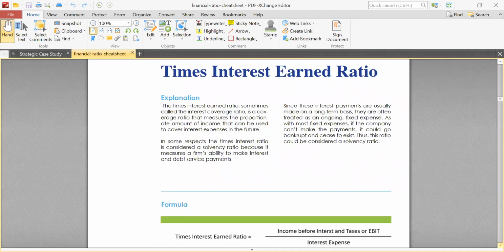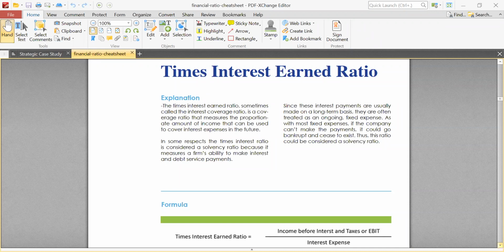So let's move on to the times interest earned ratio. The formula is earnings before interest and taxes, or EBIT, over interest expense. So what are we trying to achieve here? Sometimes it's called the interest coverage ratio. What are we trying to check here? We are trying to check how our earnings are able to cater for interest payments.